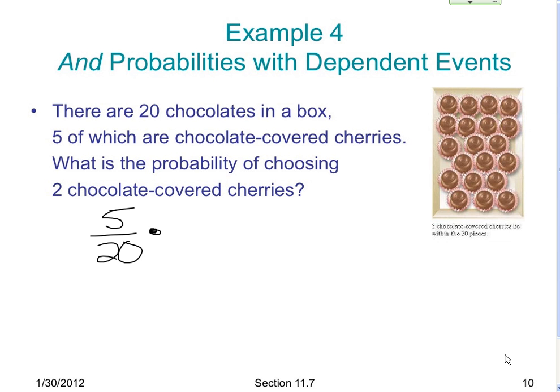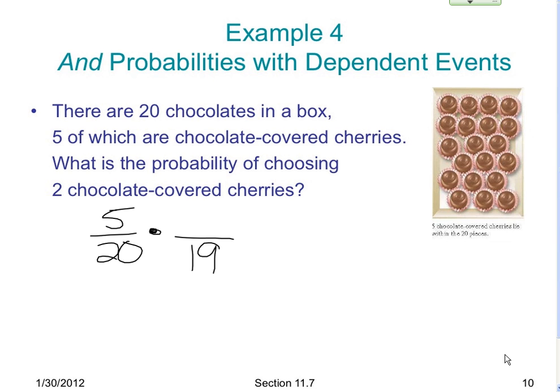Now, the thing with this is, I don't know about you, but when I have a box of chocolates and I take out a chocolate-covered cherry, I'm going to eat it. Okay? That chocolate is now gone. So once I eat the first chocolate-covered cherry, I started with 20 chocolates, but now I'm down to 19 chocolates because I've already eaten one.